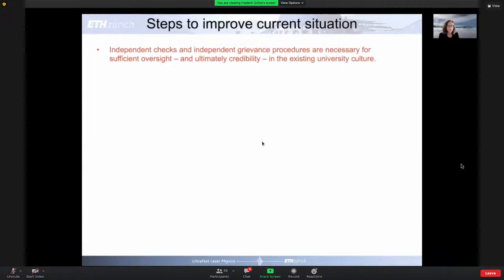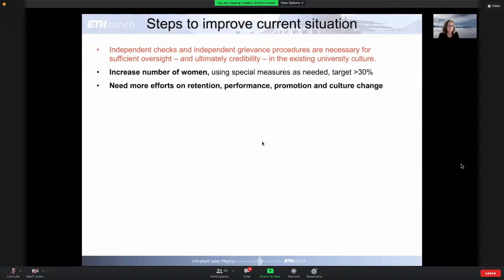First of all, we need independent checks and independent grievance procedures for sufficient oversight and ultimate credibility in the existing university culture. We need to continue to increase the number of women using special measures as needed. The target should be more than 30% because it has been shown that by then the women have a chance to affect the working culture. We need more efforts on retention, performance, promotion, and culture change.